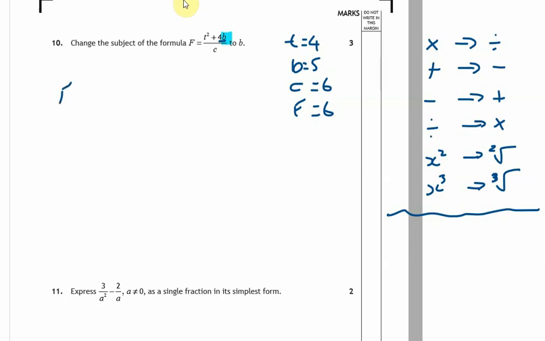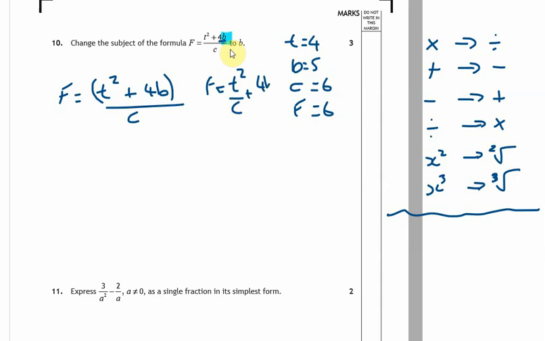I would rewrite this. I would think of this as f is equal to t squared plus 4b, basically in a bracket, divided by c. Okay, we have to do this top operation first before we divide by c. The other way of thinking of it is that the equation is f is equal to t squared divided by c plus 4b divided by c. So that's why it's important to remember the bracket, right? Because everything has been divided by c.